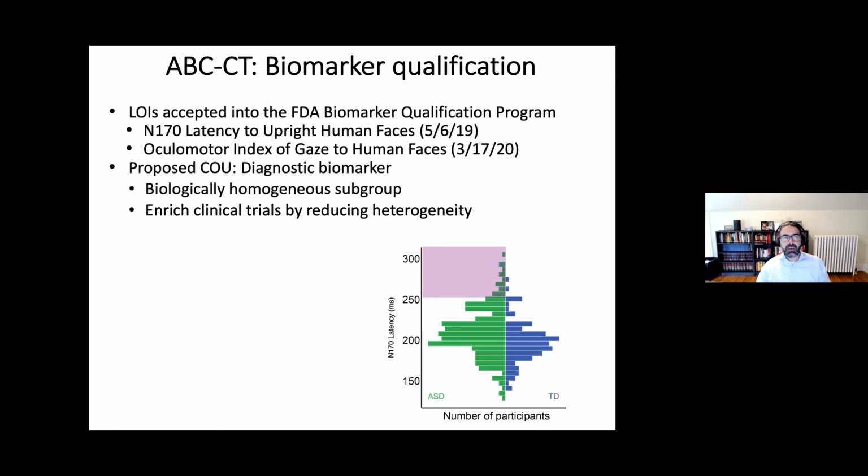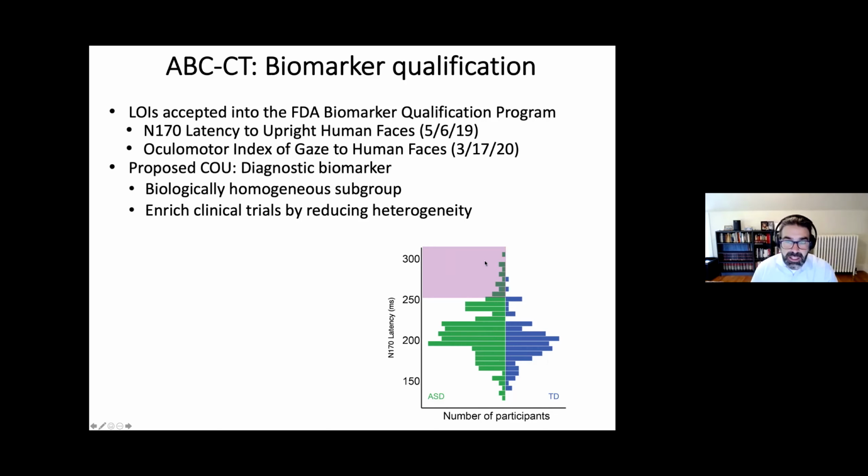The way we've described their potential use to the FDA is as a diagnostic biomarker that is diagnostic of a subgroup. So this is the distribution. These are autism. These are typically developing kids. This is their N170 latency. And you can see it doesn't tell you who has autism and who doesn't, because if you have a value of 200, you're almost equally likely to have autism or typical development.